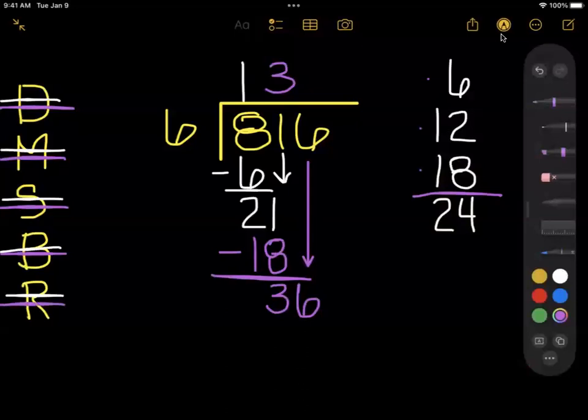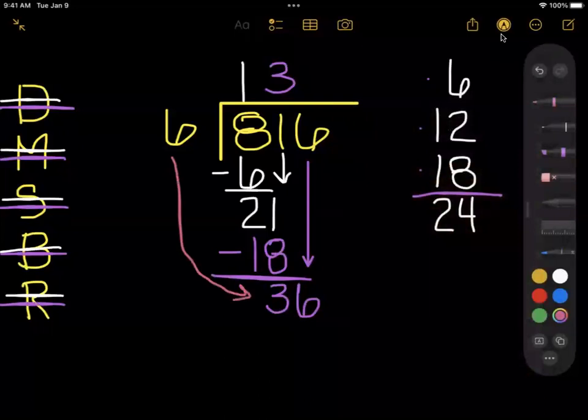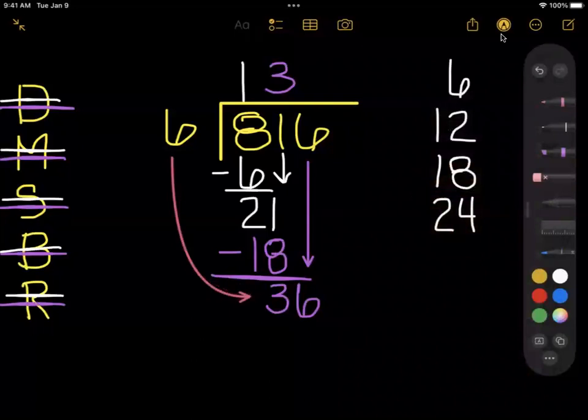Now the R is there to remind me to repeat my steps. So I'm going to go back up to the top and start with division again. Now I need to see how many times 6 goes into 36. Well, my list doesn't go to 36. So what I need to do is maybe extend my list. Now, if you happen to know how many times 6 goes into 36 off the top of your head, that's great. You don't need to have a list. But if you're not sure, you can have a list to help you.